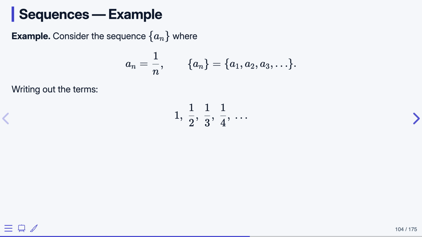Now a concrete example of a sequence. We use curly braces around a sub n to name the whole sequence at once. The rule is a sub n equals 1 over n, so to get any term, we take 1 divided by its position number. Let us write out the first few terms. The first term is 1 over 1, which is 1. The second term is 1 over 2, 1/2. The third term is 1 over 3, 1/3. The fourth term is 1 over 4, 1/4. So the list is 1, 1/2, 1/3, 1/4, and it keeps going, with the terms getting smaller and smaller.